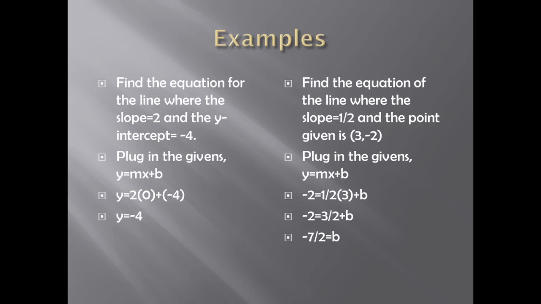So your formula will be either y equals 3/2 minus 7/2, or y equals 1/2 times 3 minus 7/2, or -2 is equal to 3/2 minus 7/2.